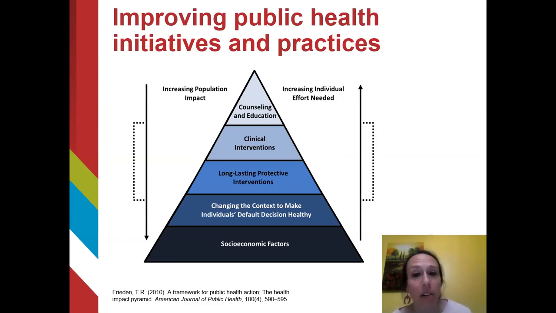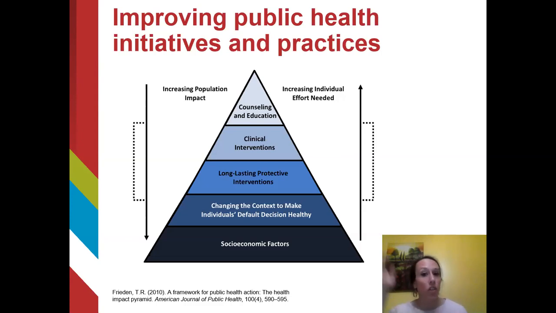Well, let's think about the retail environment. So think about your neighborhood store. Usually what are the first things that you see when you walk into the neighborhood store? It might be soda, chips, maybe alcohol, tobacco. Those are things that you normally see. But what if we change the context of the retail environment and put healthier foods more up front where people are likely to see them?